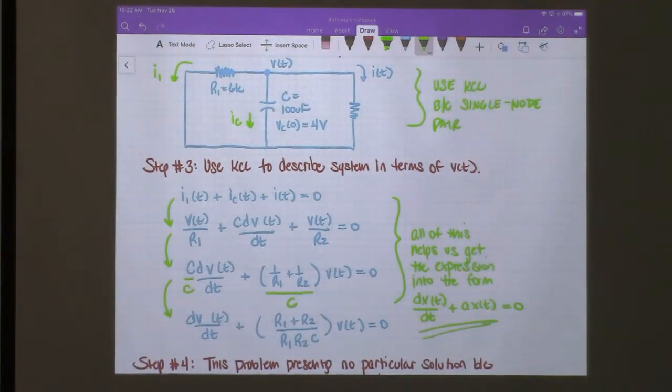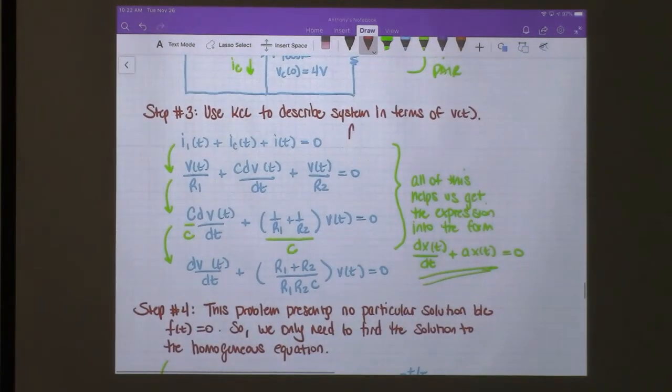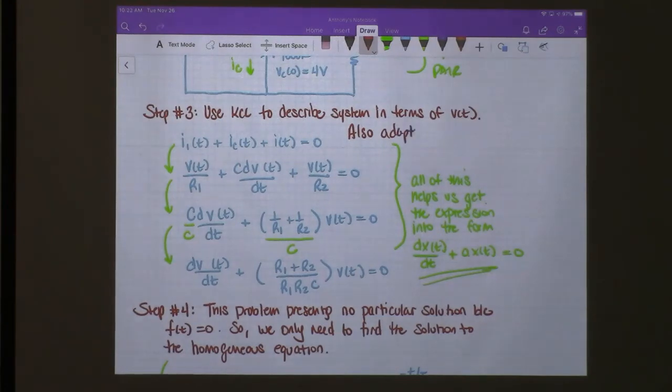So use KCL to describe the system in terms of Vt, and I should probably add something here. Also, what's the right word? Adapt the equation to meet the common form, which is that.